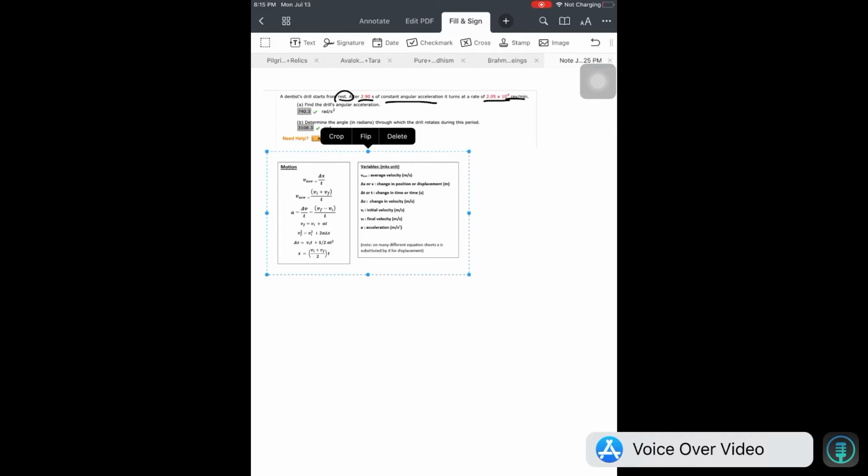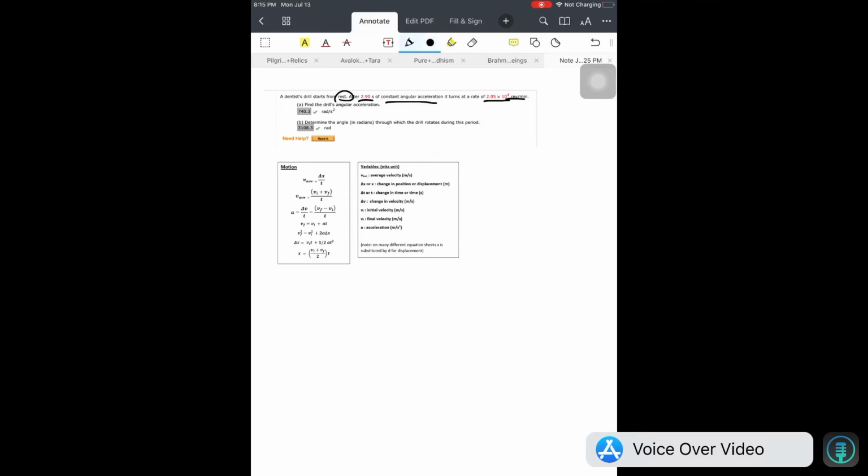So what we're going to choose is W squared equals W initial squared plus 2 times the angular acceleration times the angular distance. So right now I'm going to be writing that. Sorry, it's taking so long. Yeah. W final squared equals W initial squared plus 2 times the angular acceleration times the angular distance.